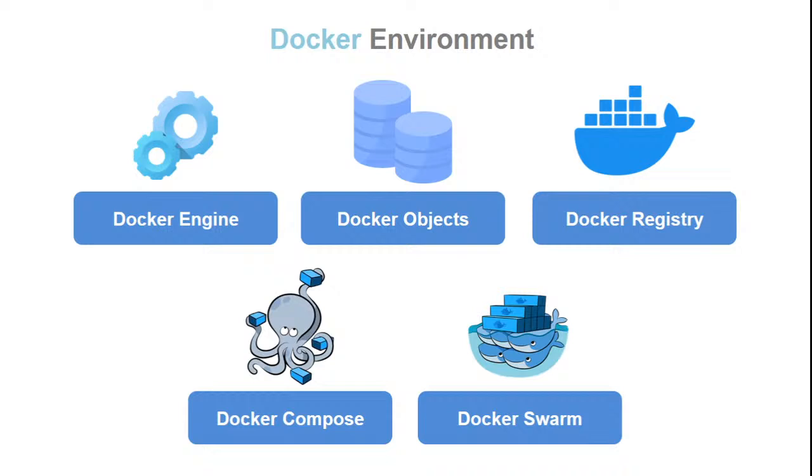Now, Docker objects are basically your containers, your images, your volumes, and your networks. They're objects that you interact with to improve the handling of containers, and they serve the whole purpose of containerization. Then you have the Docker registry, which is the location where you store images. And you have Docker Compose and Docker Swarm. So these are the different parts of your Docker environment. Compose is used to launch multiple containers, and Swarm is an orchestration tool which handles multiple containers.